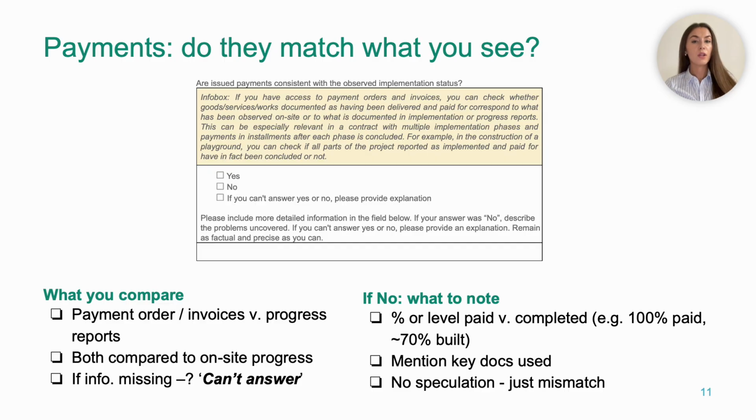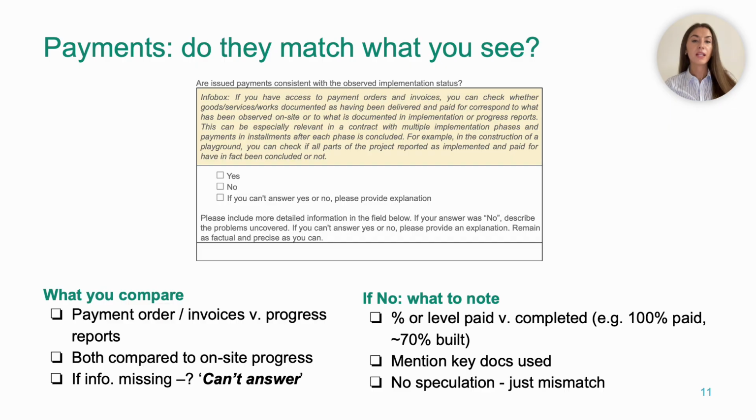But if you tick no, you need to give a short factual description of the mismatch. For example, payment order and progress certificates show 100% of contract value paid. Site appears approximately 70% complete, unpaved section of road and unfinished drainage. Or maybe you need to say 3 interim payments issued for full playground, but equipment for younger children missing at time of visit. This question directly targets Corruption Scheme 2.